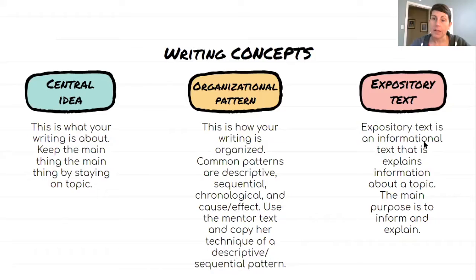And lastly, expository text. Expository text is an informational text that explains information about a topic. The main purpose of expository text is to inform and explain. Our text today is going to be a little bit of a combination between expository text and narrative text, because although we are informing and explaining about certain topics, these are extremely personal topics.